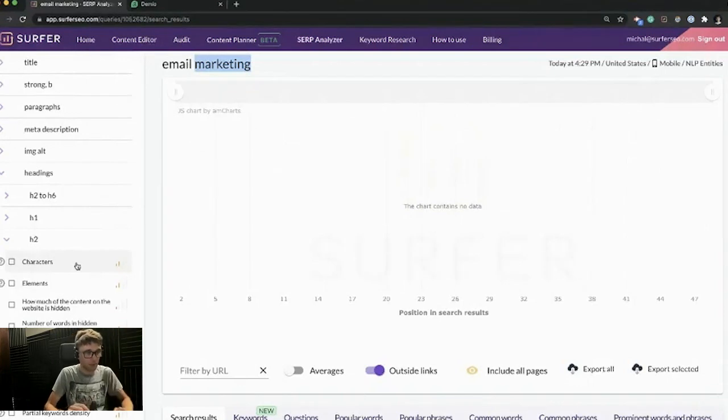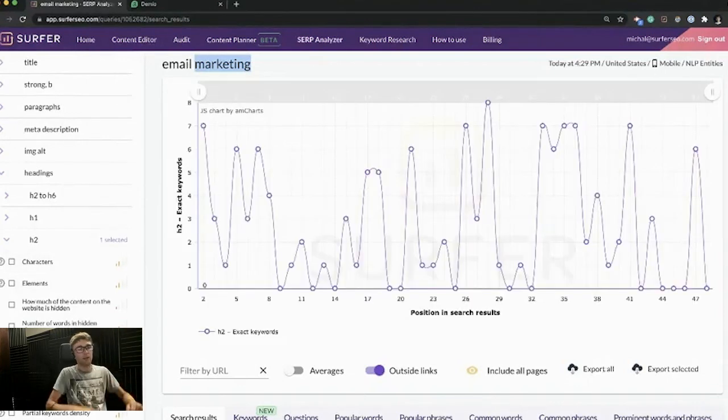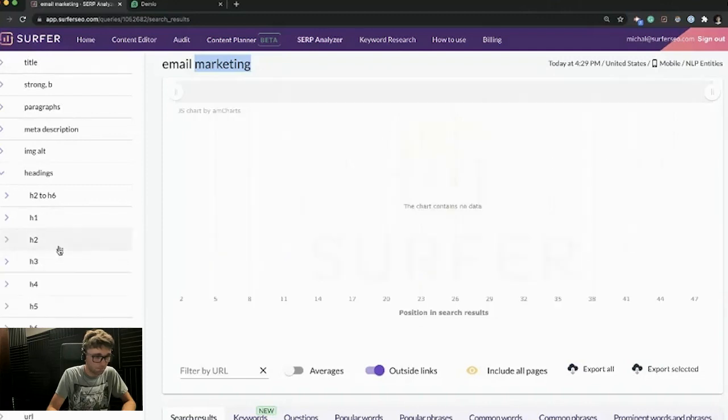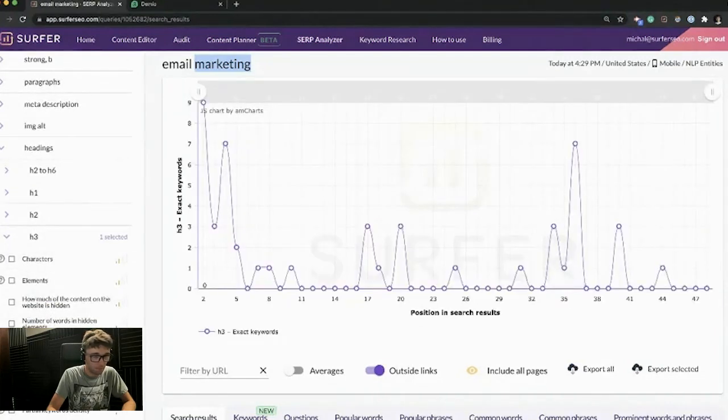So again, let's take a look at H2s. Bang, 7 H2s have the exact keyword. In this case, 6, 4. Compared to us, 0. What about H3s? Boom, boom. This is gold. You see, H2s and H3s is where we spam. I mean, that's a negative wording, but maybe not spam. It is where we can find our chances to get this keyword ranking.